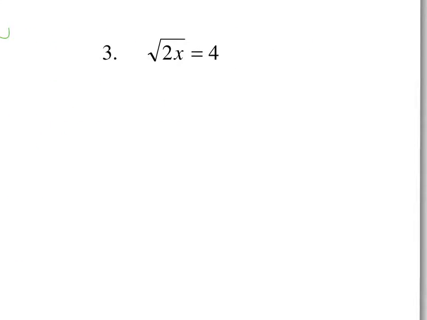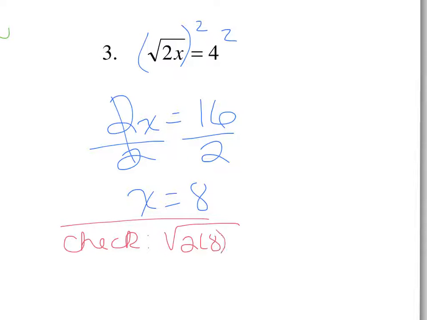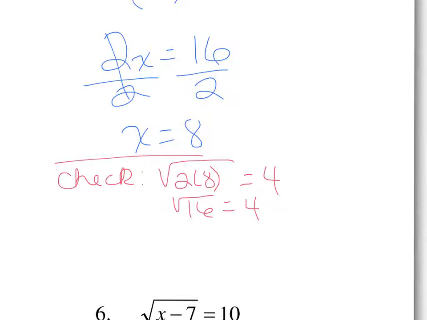The square root of 2x equals 4. We're going to square both sides. The square of the square root of 2x is 2x. The square of 4 is 16. And then we isolate the x. We get x equals 8. When we check, we put the 8 back in there for x, and we find that the square root of 16 is 4, so this checks out.